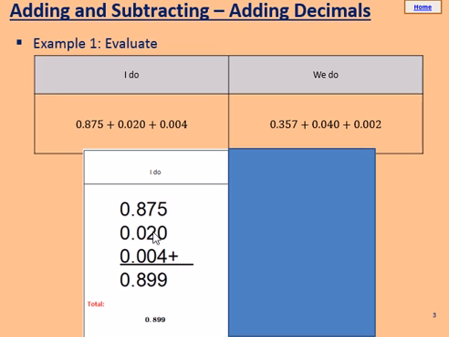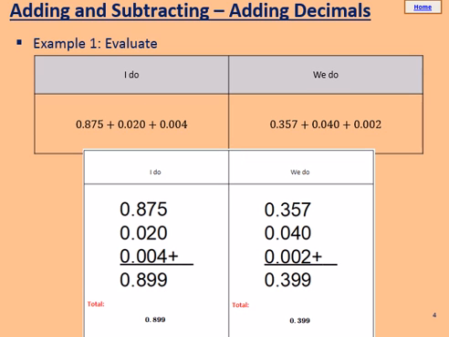7 add 2 makes 9, add 0 stays as 9. And then in the third column we've got 8 add 0 which equals 8. The decimal point stays in the same position, and we've got 0 add 0 equals 0. So our final answer is 0.899. Please pause the video and allow a couple of minutes to try the we do in your books. Use the column method and use the example to help you through.